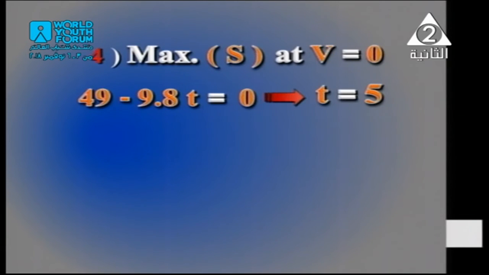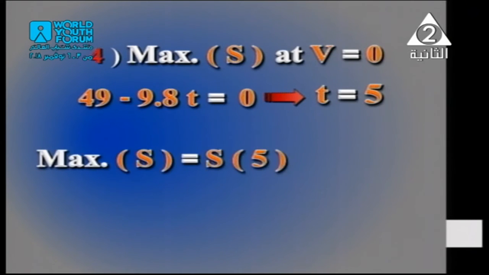5. Then what do you mean? The stone will reach maximum height at t equals 5. At maximum height, velocity equals 0, t equals what? T equals 5.